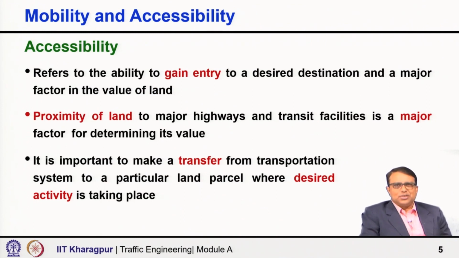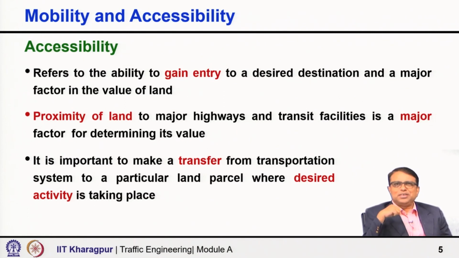On the contrary, accessibility refers to the ability to gain entry to a desired destination and is a major factor in the value of land. Suppose you are living somewhere; from your home, you have to get connectivity through the road system. So, that once you come out of your home, you should be able to travel up to the higher order road, maybe the primary road network, you will be able to get connected to the primary road network, and then mobility gets dominated. Mobility becomes the primary thing. But this connectivity is very important.